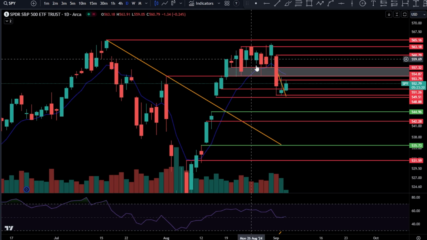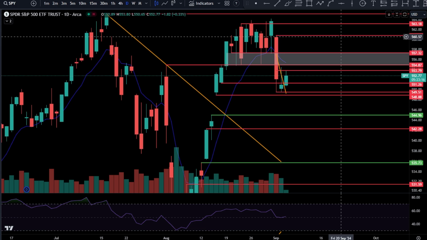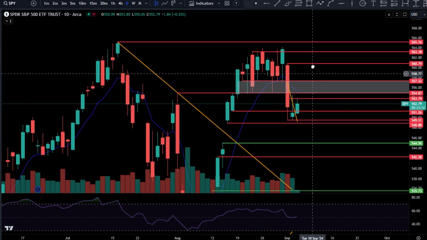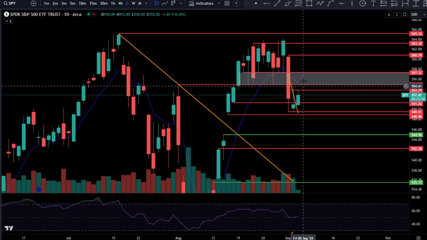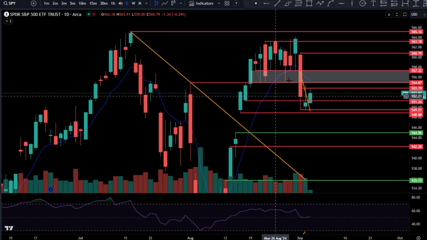All right, so we broke down from this 2-week long range. Broke down on that 554.87 to 557.32. That was the bottom of that range. That is now our supply zone that we're paying attention to. Now, if you push into that supply zone, guys, what does it also align with? Your daily 9 EMA, all right?